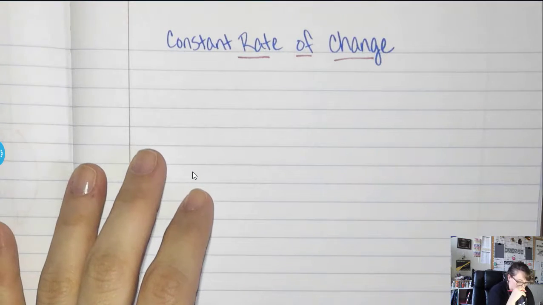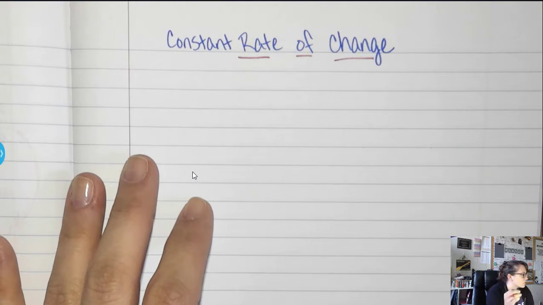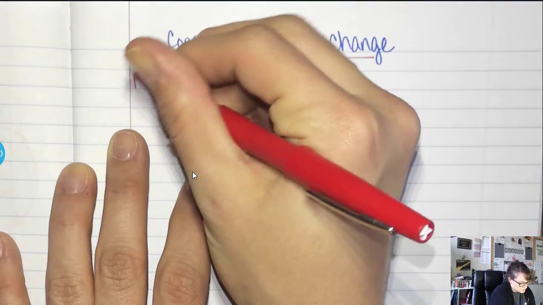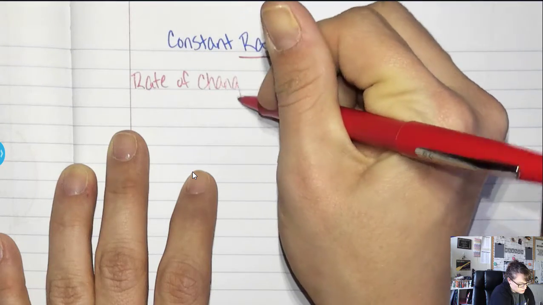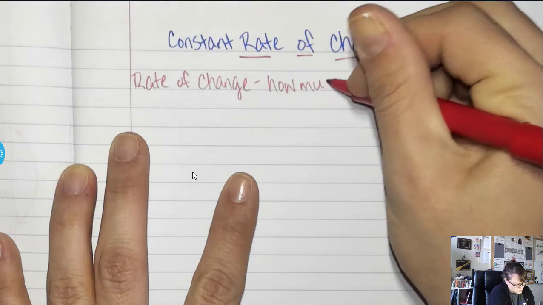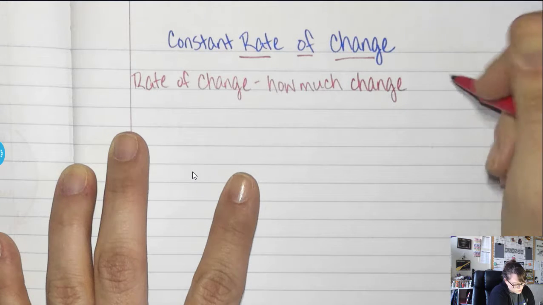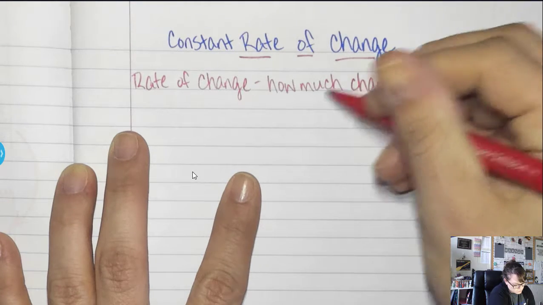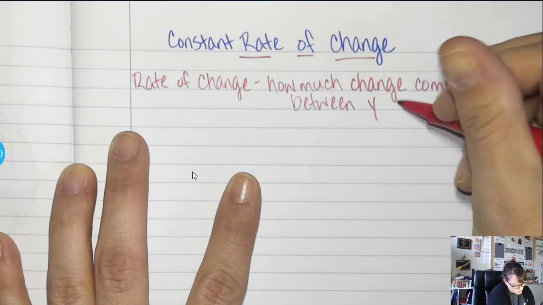So rate of change, it's basically unit rate. It's how much each thing is changing related to the other. So rate of change, how much y changed compared between y to x.